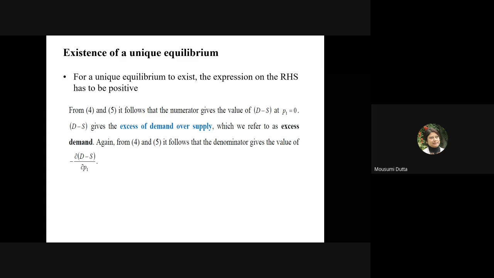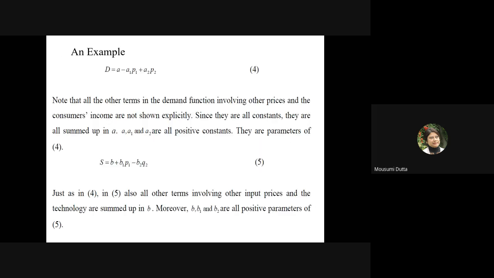From 4 and 5, it follows that the numerator gives the value of D minus S at P1 equal to 0. So let's move to equations 4 and 5. Would you please consider D minus S at P1 equal to 0? Please do that. Using 4 and 5, derive D minus S at P1 equal to 0.